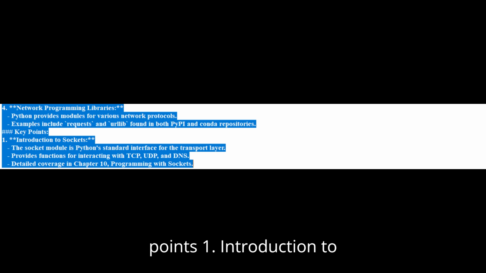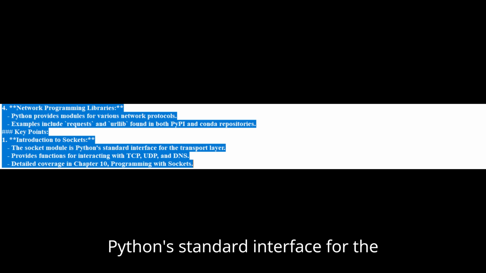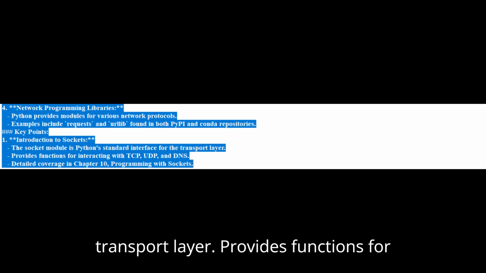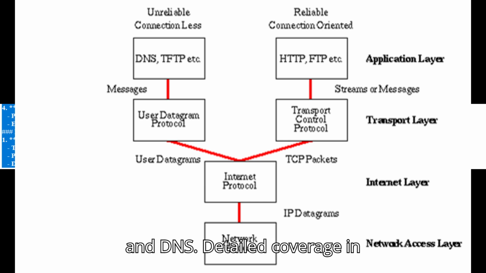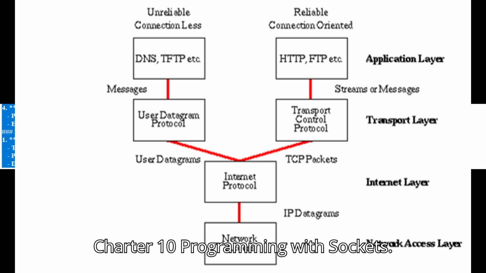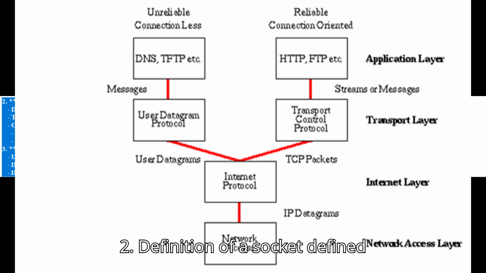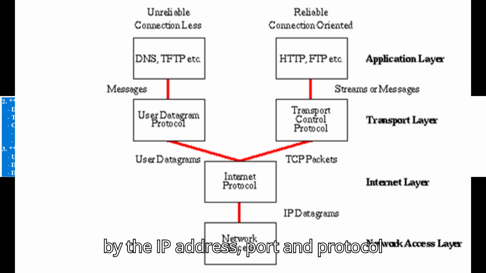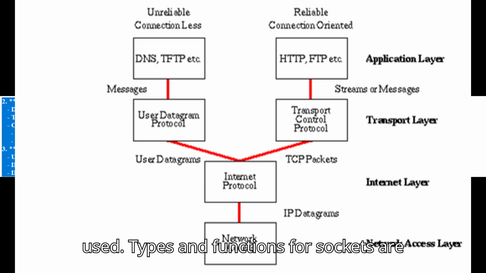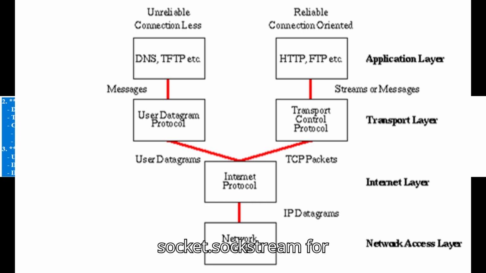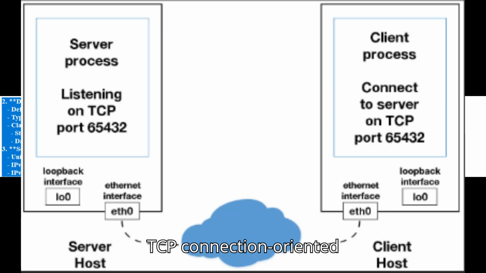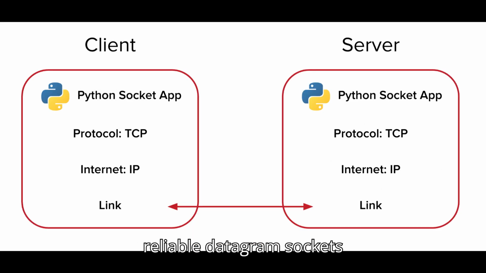Key points. 1. Introduction to sockets. The socket module is Python's standard interface for the transport layer. Provides functions for interacting with TCP, UDP, and DNS. Detailed coverage in Chapter 10, Programming with Sockets. 2. Definition of a socket. Defined by the IP address, port, and protocol used. Types and functions for sockets are in the Python socket module. Classified as stream sockets, socket.SOCK_STREAM for TCP, connection-oriented, reliable.